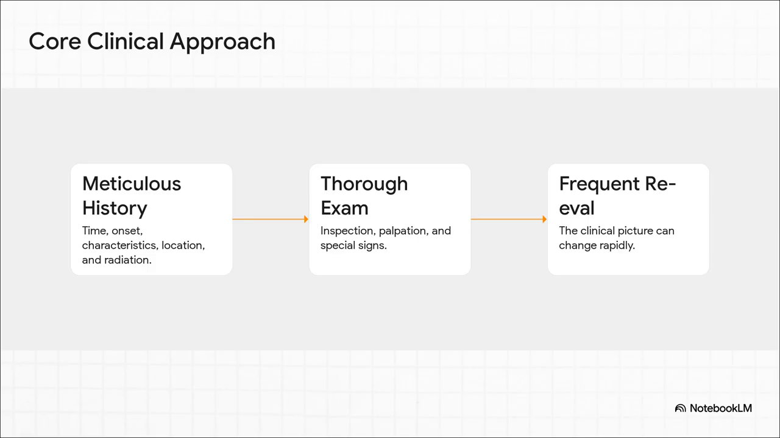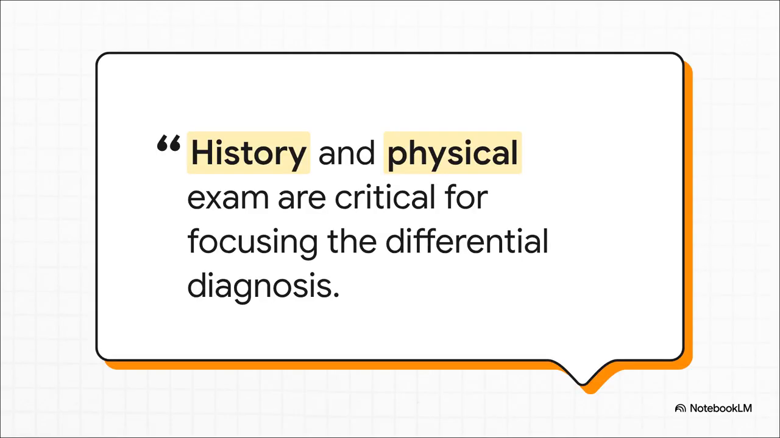But it doesn't stop there. The third point is critical. You have to reevaluate constantly. The story of an acute abdomen unfolds over time, and you need to be there to see how it evolves. And this is the real take-home message. Look, no CT scan, no lab test will ever replace your brain and your hands.